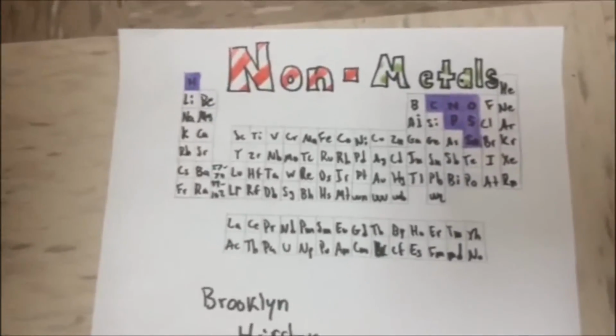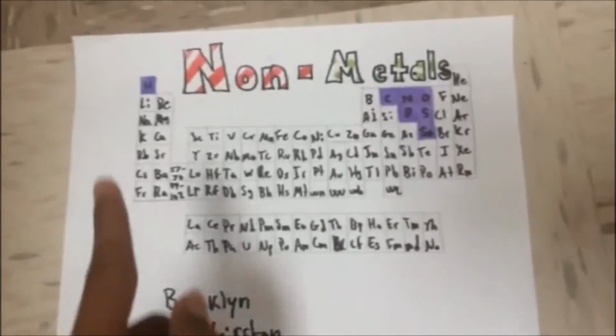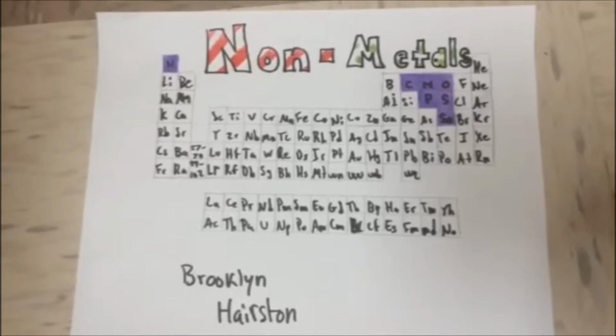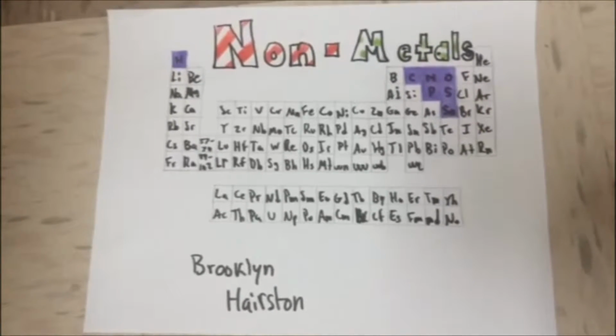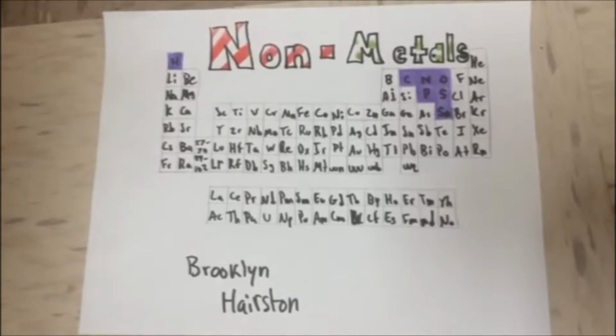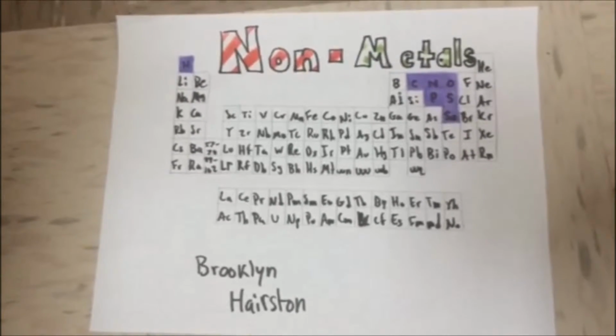The physical properties of them are that they are either gases or brittle, dull-looking solids, and are poor conductors of heat and electricity. The chemical properties are that they have high ionization energy and gain or share electrons when they react with other elements or compounds.